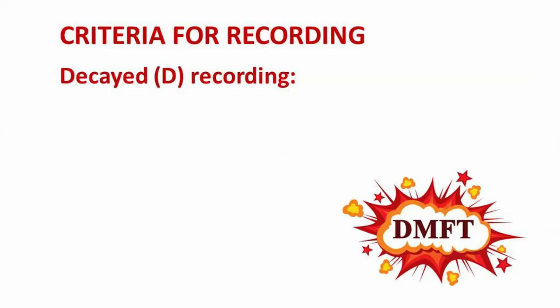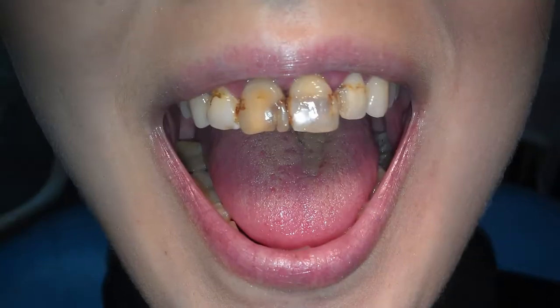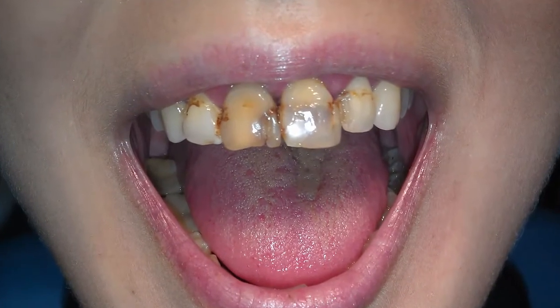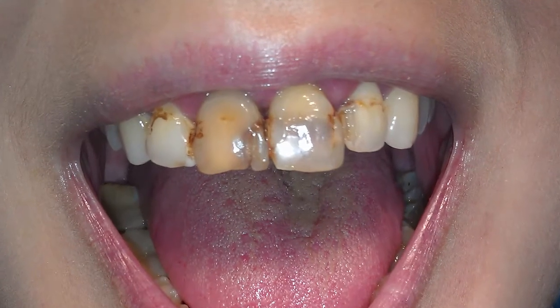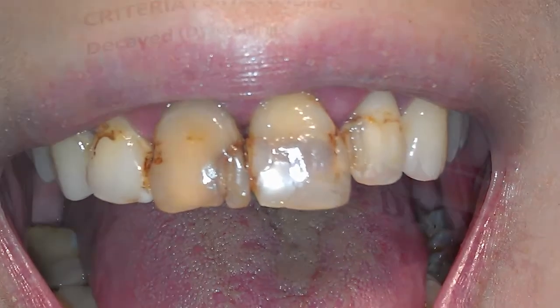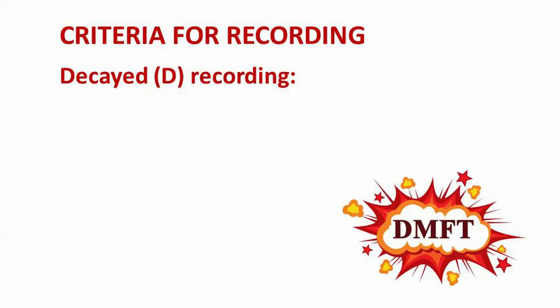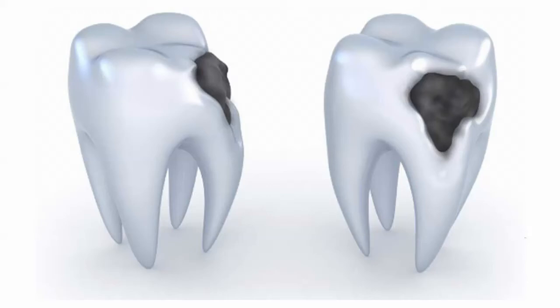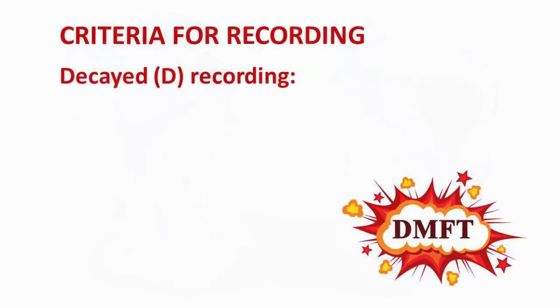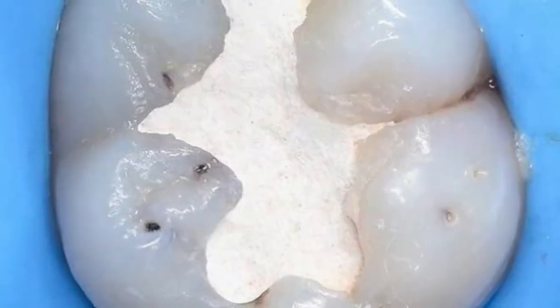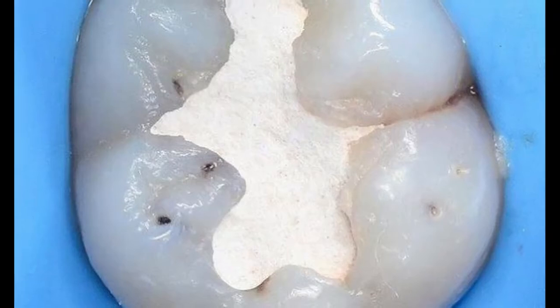Criteria for recording decayed, D. When dental caries and a restoration are present on the same tooth, the tooth is recorded as D. When a crown is broken due to caries, it is recorded as D. Teeth with temporary restoration are recorded as decayed, D.